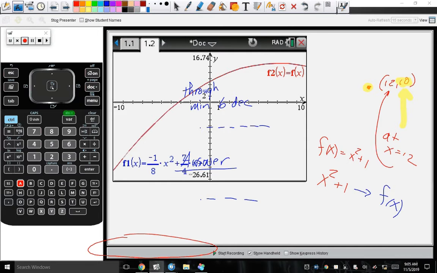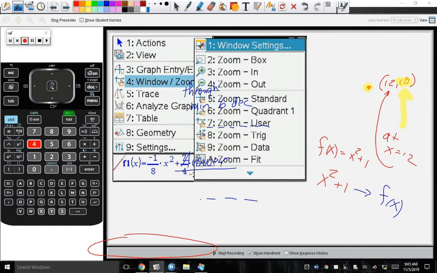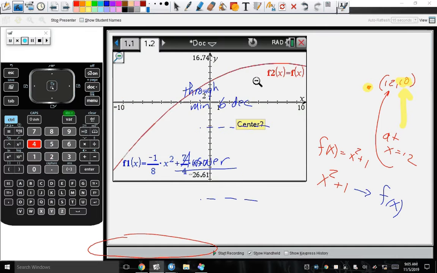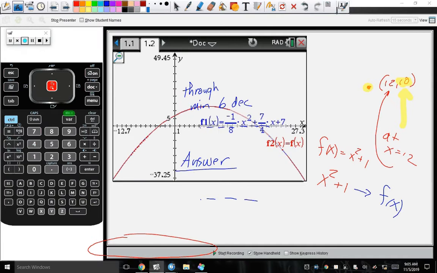Like, follow me. Here we go. Menu, zoom. You can zoom out by pressing 4. And let's put the center over here somewhere near the vertex or axis of symmetry. And it'll zoom out just a little bit. And it'll give you a good picture as far as the path of this ball. You with me?